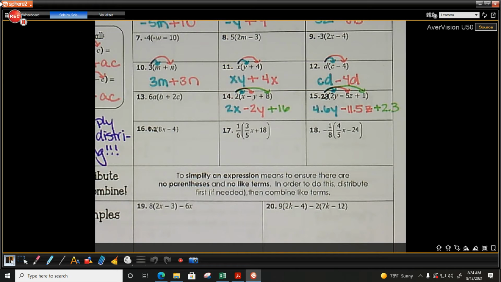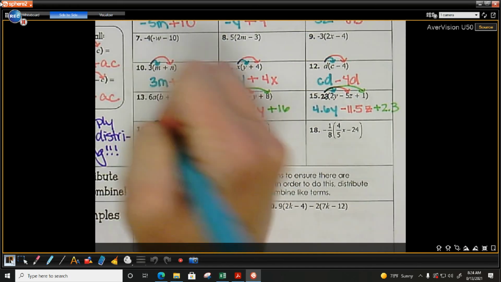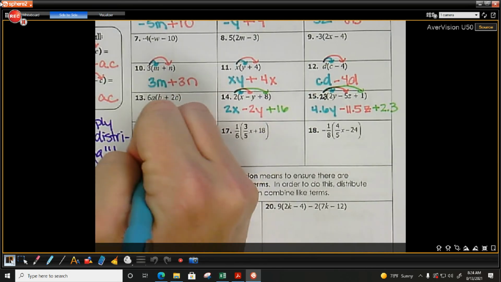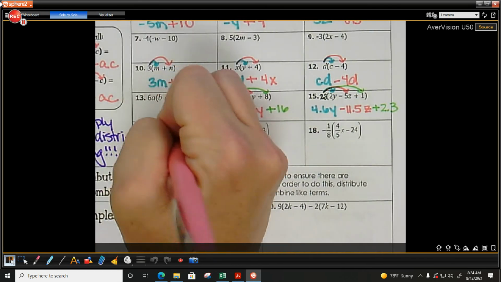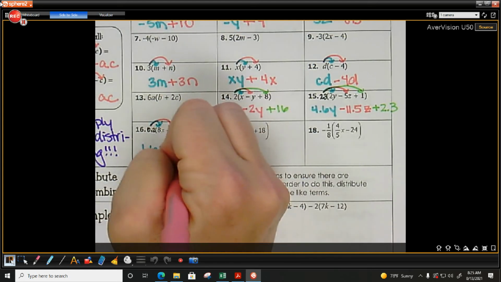Okay, so we're going to distribute our 0.2. What's 0.2 times 8x? 1.6x. And then what is 0.2 times negative 4? Very good. Good with that? So that's distributing our decimals.